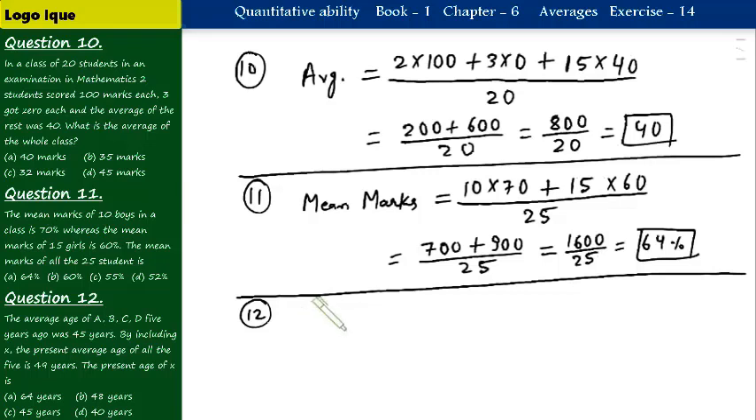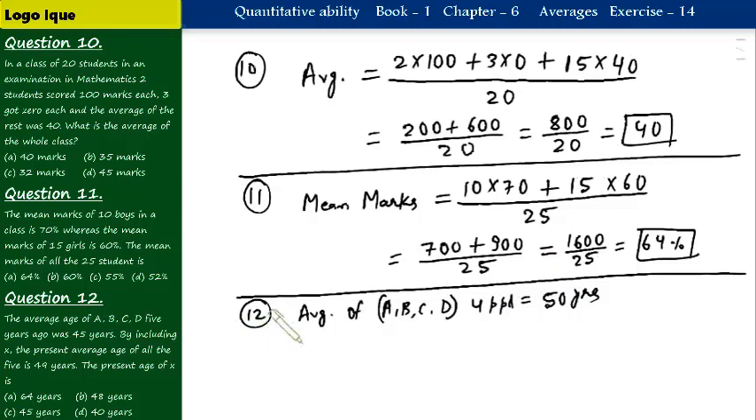Now it says by including X, the present age of all the 5 is 49 years. Now understand, the average of A, B, C, D, that's the present average, that is 4 people, is equal to 50 years. Alright. And now we have included one more person, that is X.